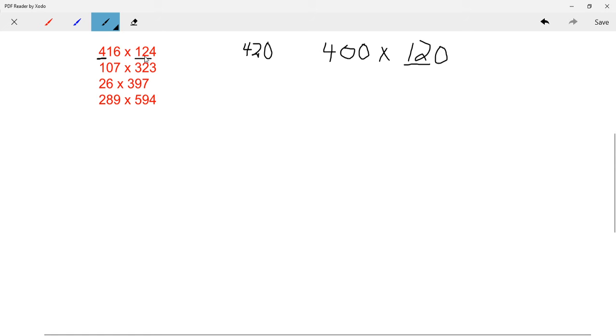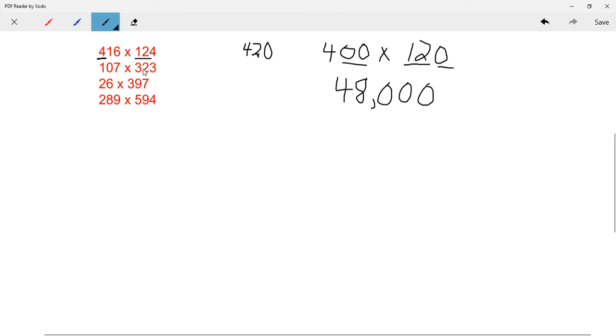The closer to the ones place you get, right? So 400 times 120 is going to be closer to the real answer than 400 times 100. So since I know that 4 times 12 is 48, the estimate is going to be 48, and then there are 3 zeros here, so I just add 3 zeros, and it is 48,000. So that is how to estimate.